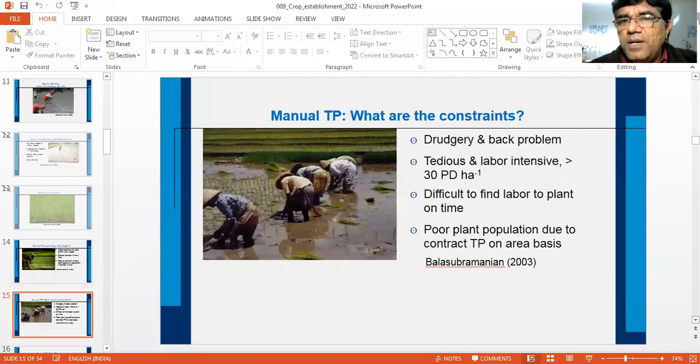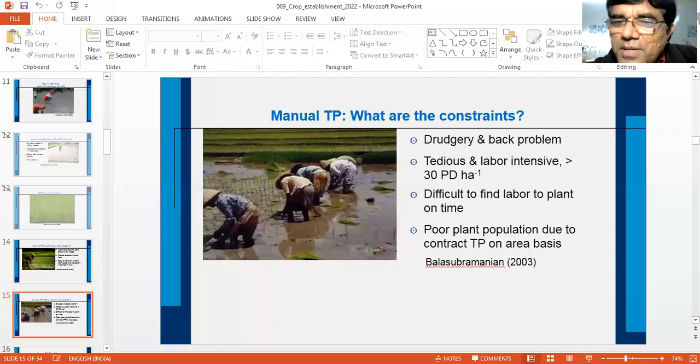In manual transplanting, but it has got some constraints also. Drudgery, it is very hard work. It takes a toll on the labor person who is bending the back. So back problems can come. That is why mostly young people are employed in the transplanting job. It is very tedious and labor intensive, needs 30 person days per hectare. So friends, PD means person day. It is not good to call man days because women will get angry and some gender issues will come into the picture. So therefore now, instead of man days, people write it person day, PD, person day.